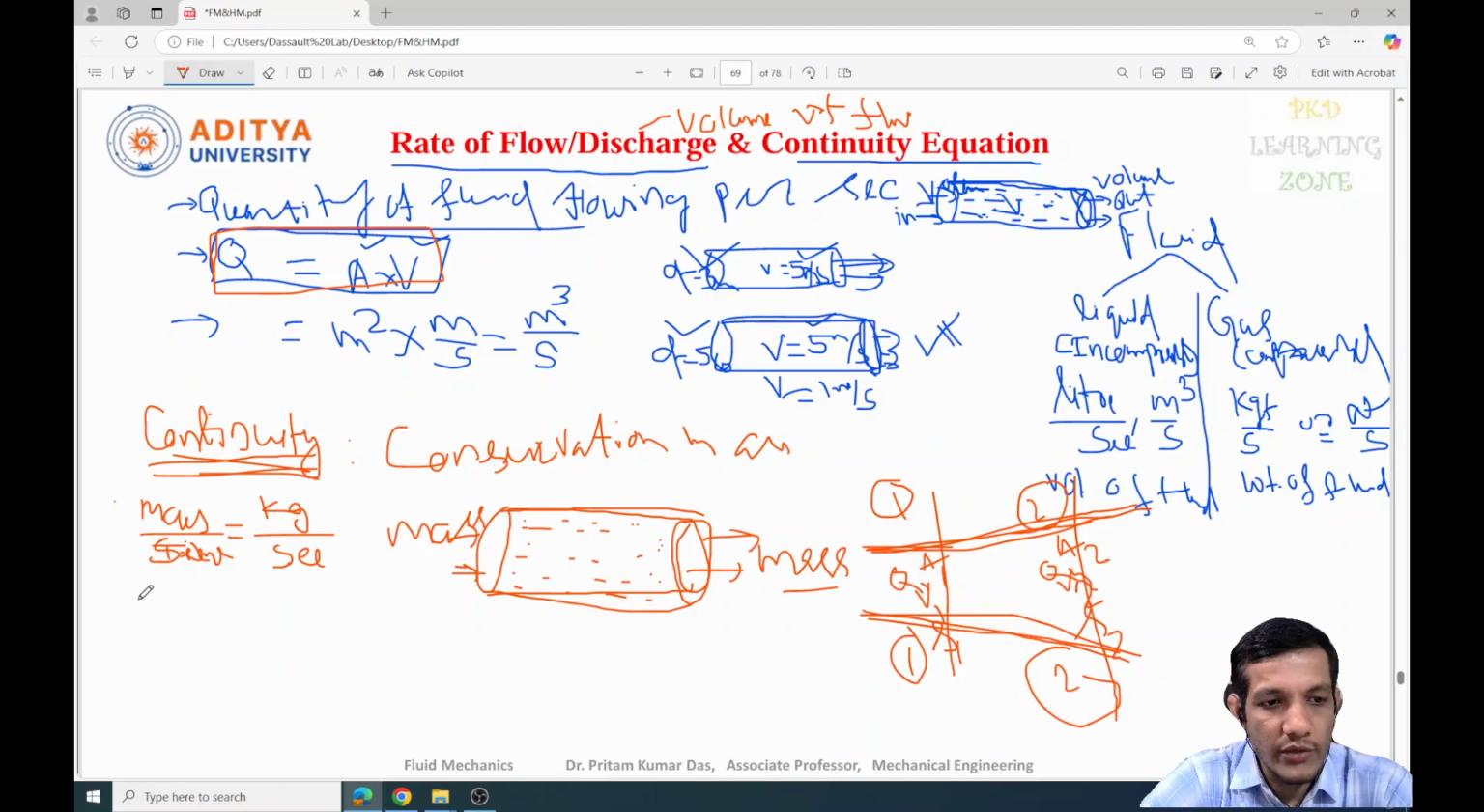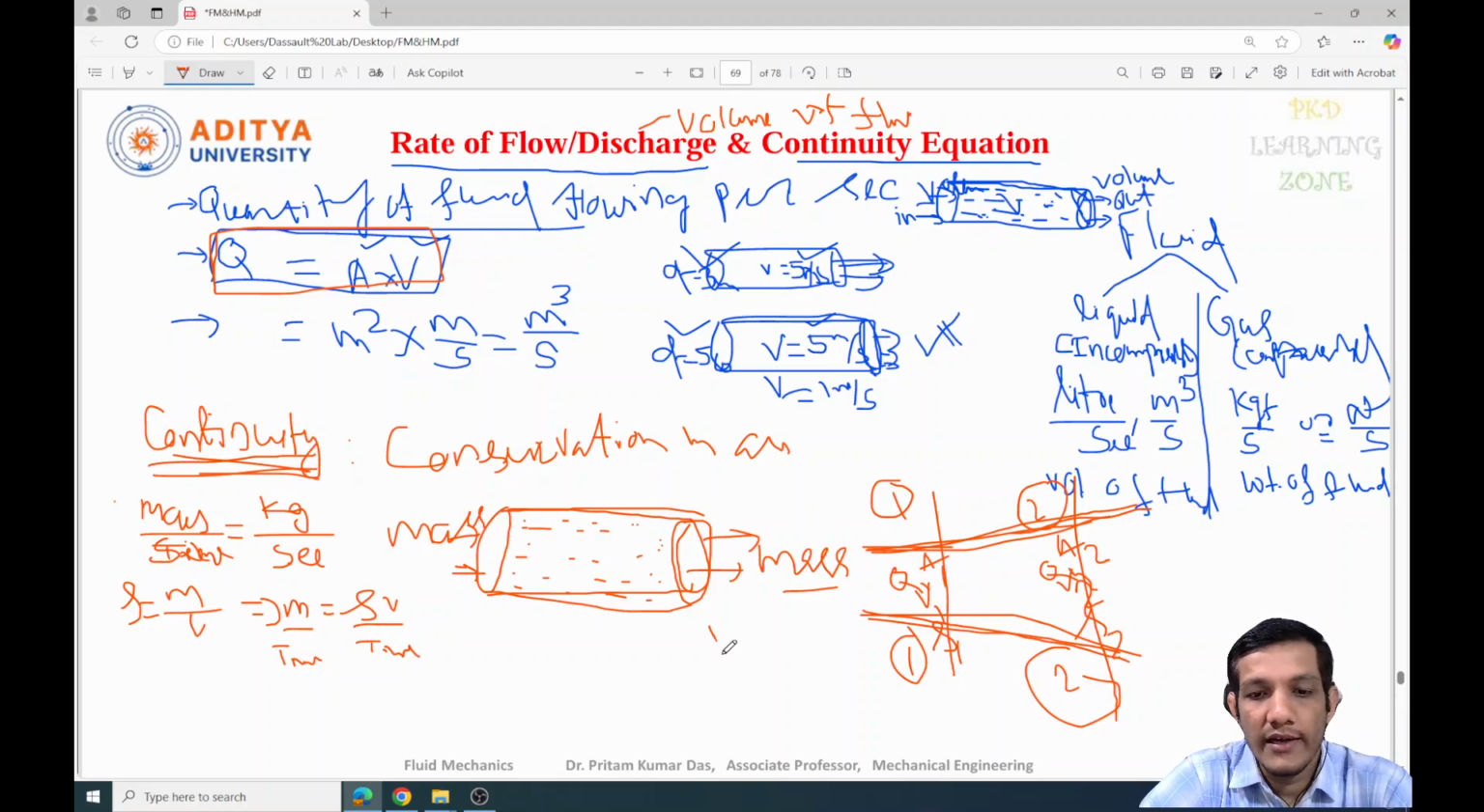One more thing we know: density of the fluid is constant here. Density is mass by volume, so if we write in terms of mass, mass equals density into volume, where the volume is that of the pipe section. Now let's divide both sides by time.